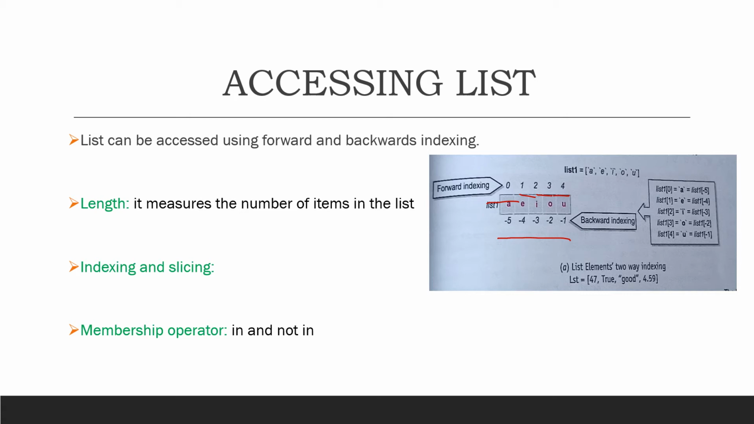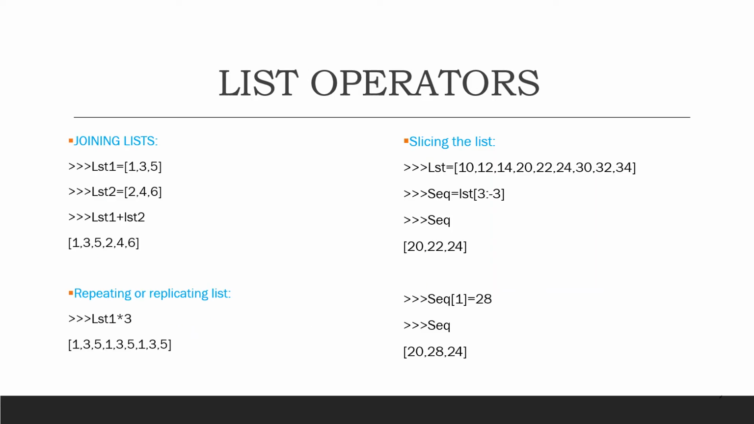Membership operator, in and not in. Let's take an example over here. We have this example A, E, I, O, U. Suppose I say that A is in the list. As we see, A is there, so the statement is true. If I say B is in the list, then B is not there, so it becomes false. So we have to say B not in the list.